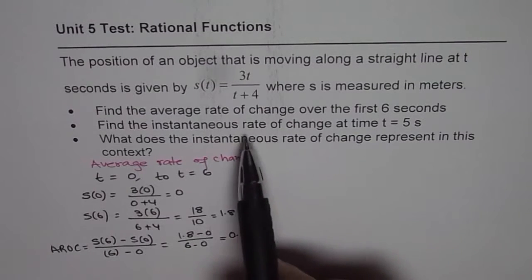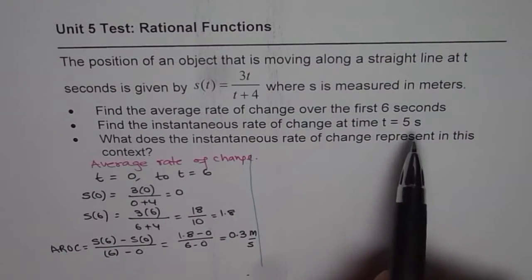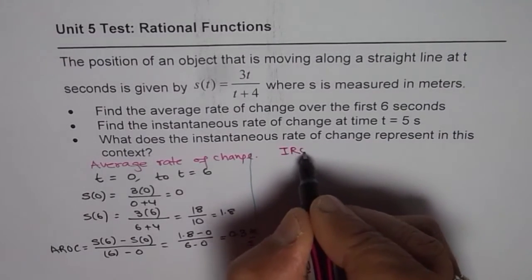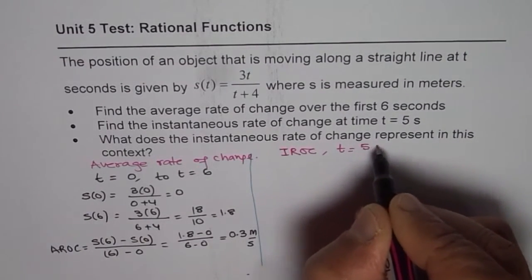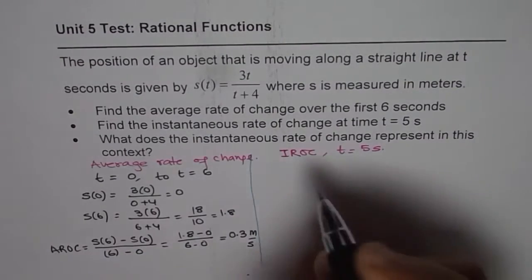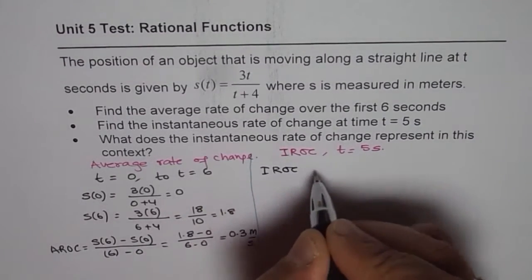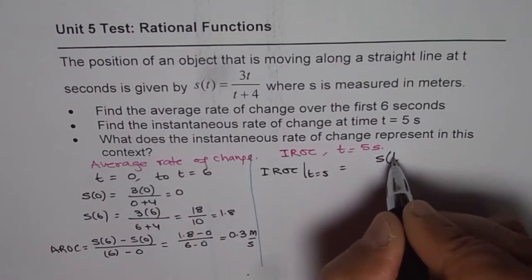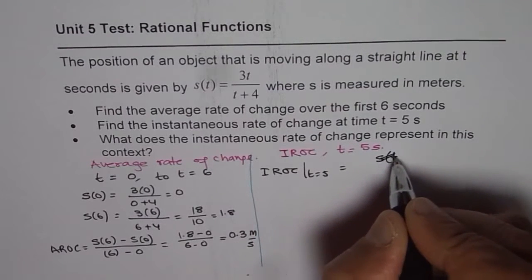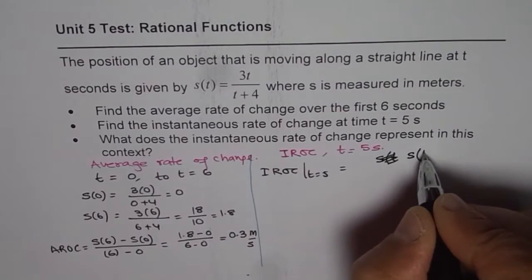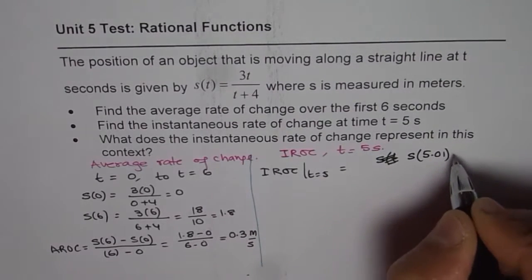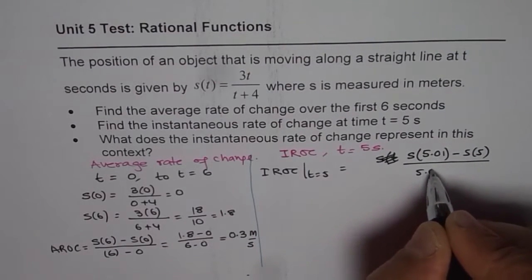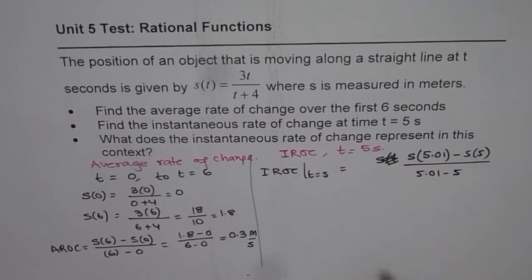Now let us find the instantaneous rate of change at t equals 5 seconds, right? So let me write instantaneous rate of change at t equals 5 seconds. Now there are different ways to do it. What we will do here is use the difference quotient at t equals 5 seconds. So what we can do is write this as s of 5.01, for example, minus s of 5, divided by 5.01 minus 5. Okay. That way we can find the rate of change, right?